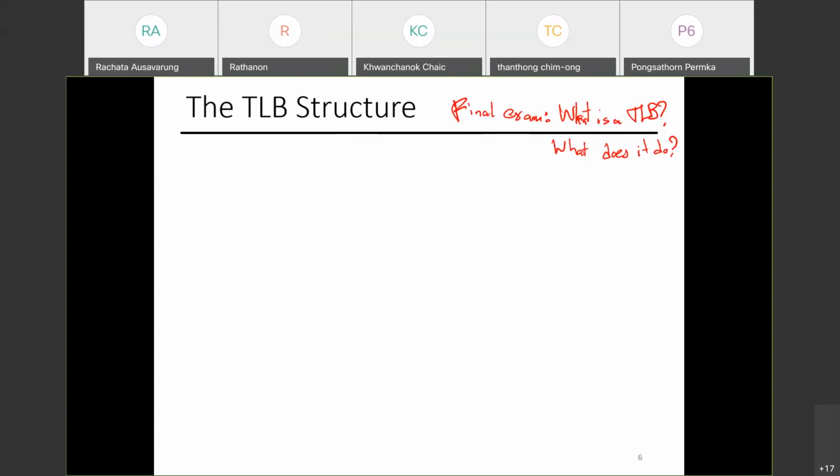The second answer is a table to look up the one-to-one virtual address to physical address. That's probably the most direct answer. Basically, think of it this way. It's a cache for your virtual address to get the physical address. Specifically, it's a cache where you put in virtual page number, you get physical page number.